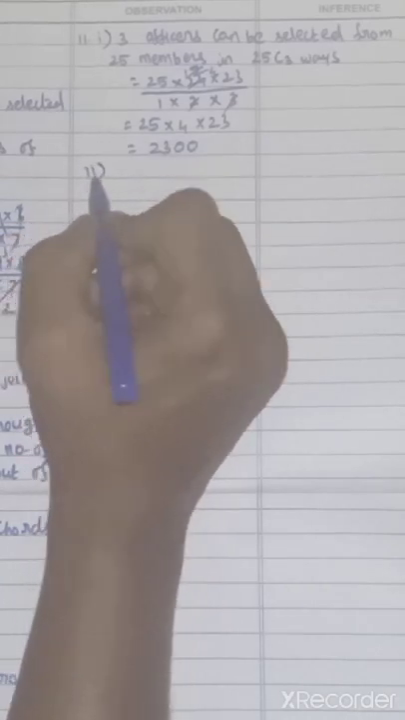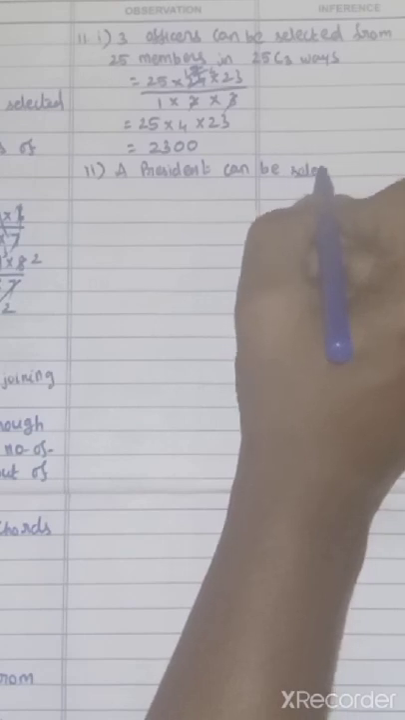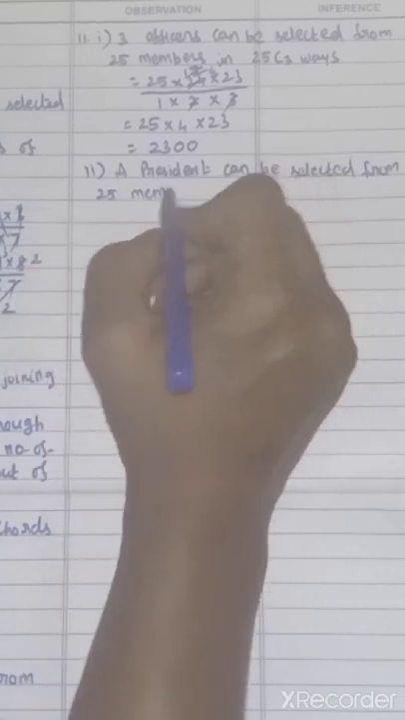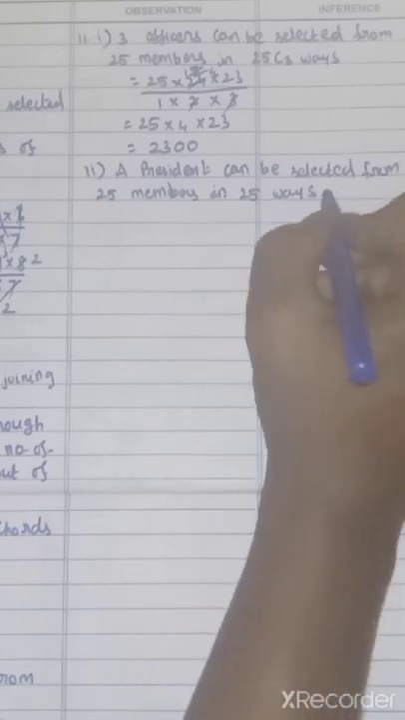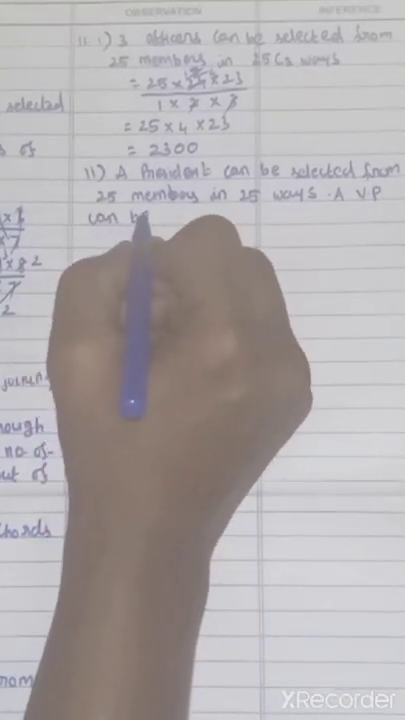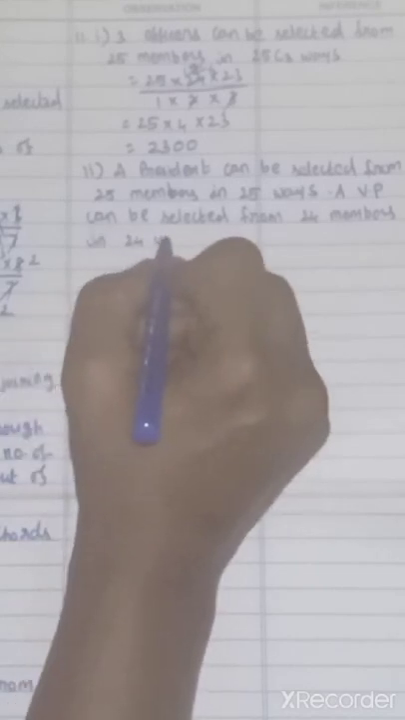Now second subdivision. How many ways can a president, vice president and a secretary be selected? So a president, out of 25 we can select one. So a president can be selected from 25 members in 25 ways. Next, a vice president can be selected from the remaining 24 members in 24 ways.